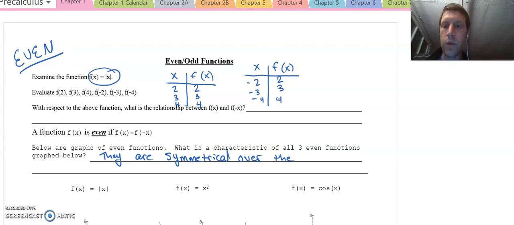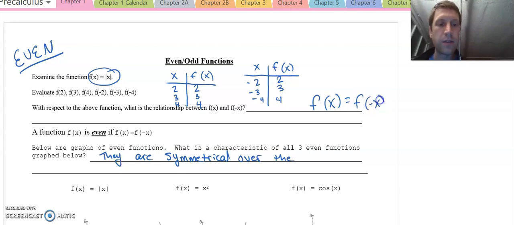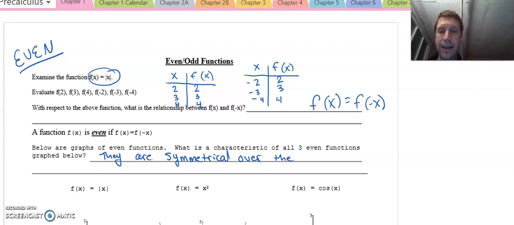Okay, so with respect to the above function, what's the relationship between f of x and f of negative x? Well, this is what we said on the other page. F of x equals f of negative x. The outputs from x are identical to the outputs from negative x. Okay, so that indicates an even function. So even functions are symmetrical over the y-axis.